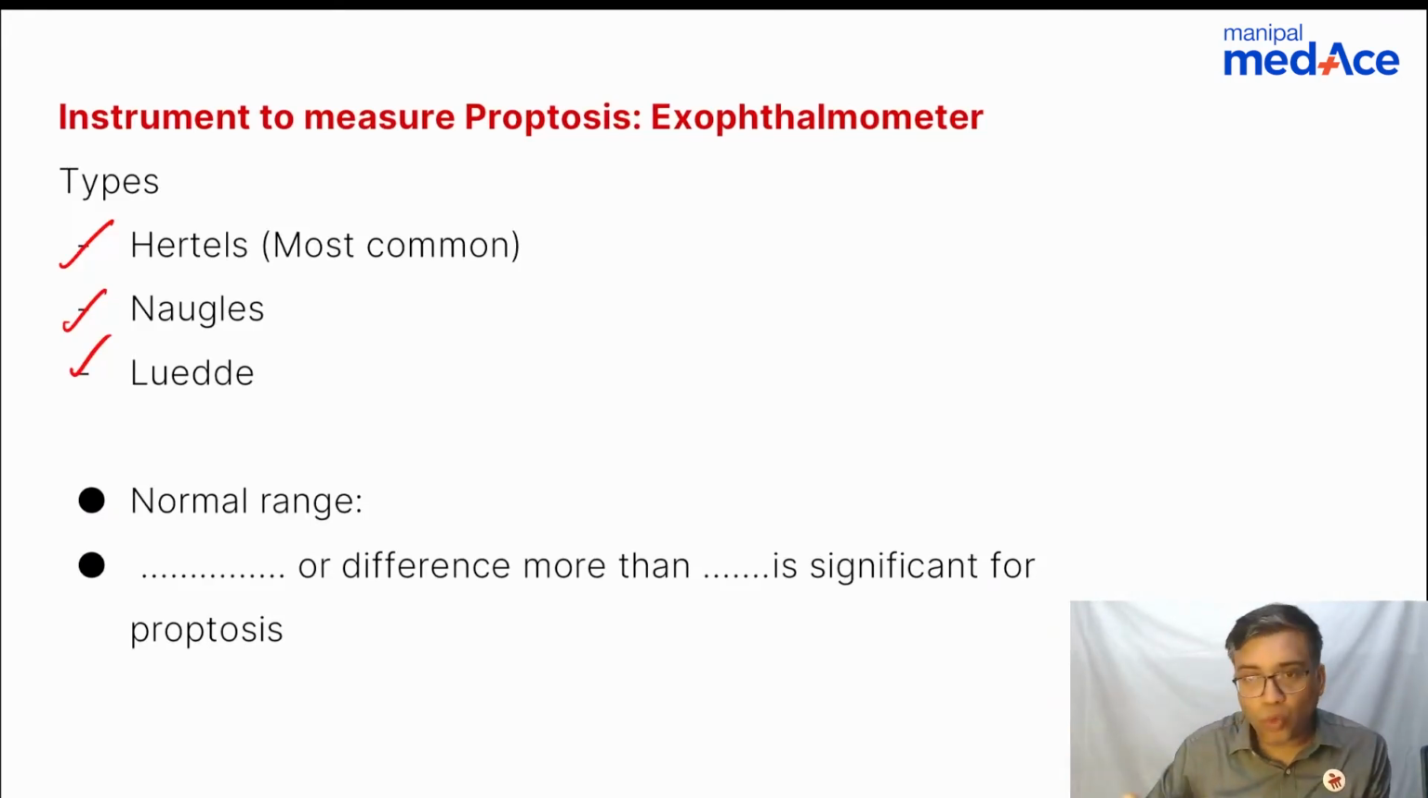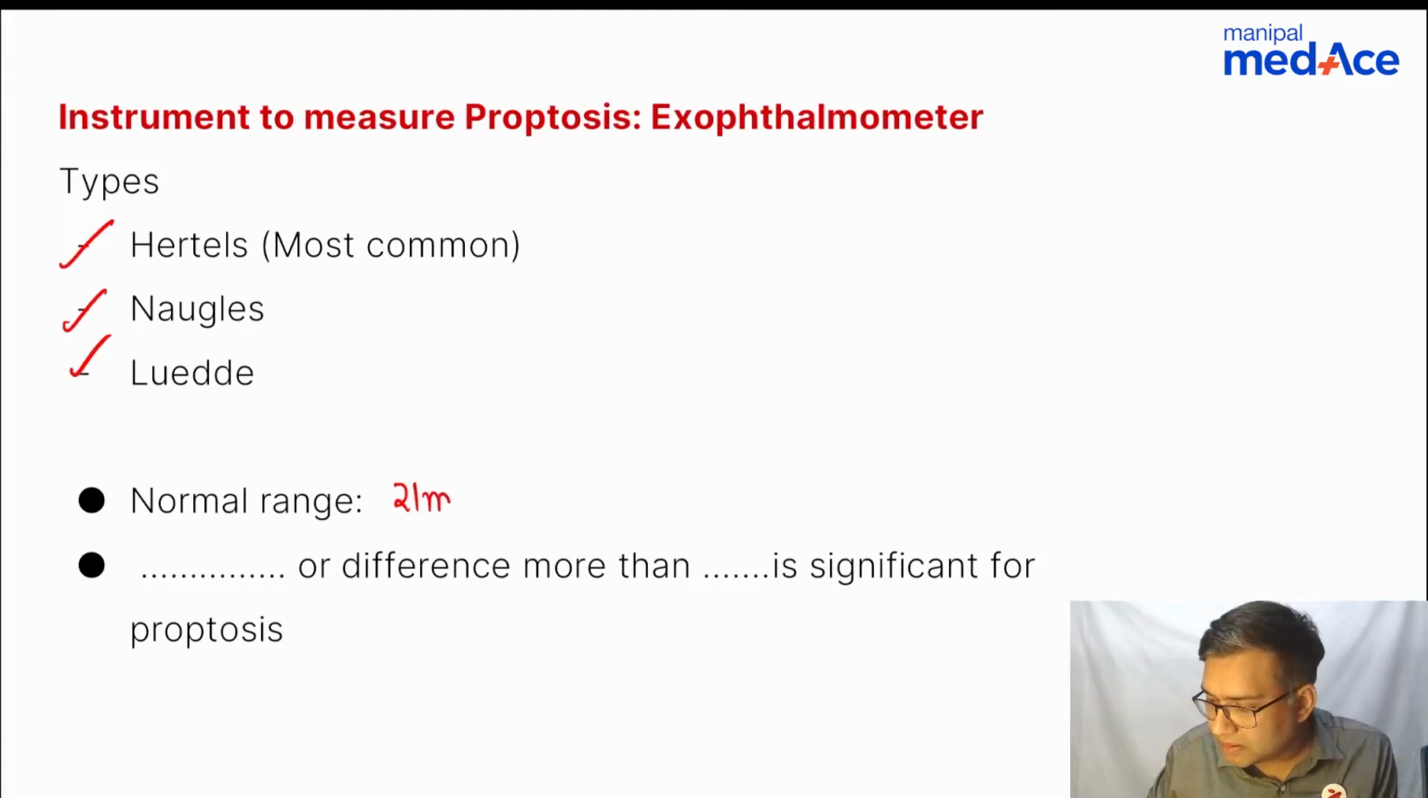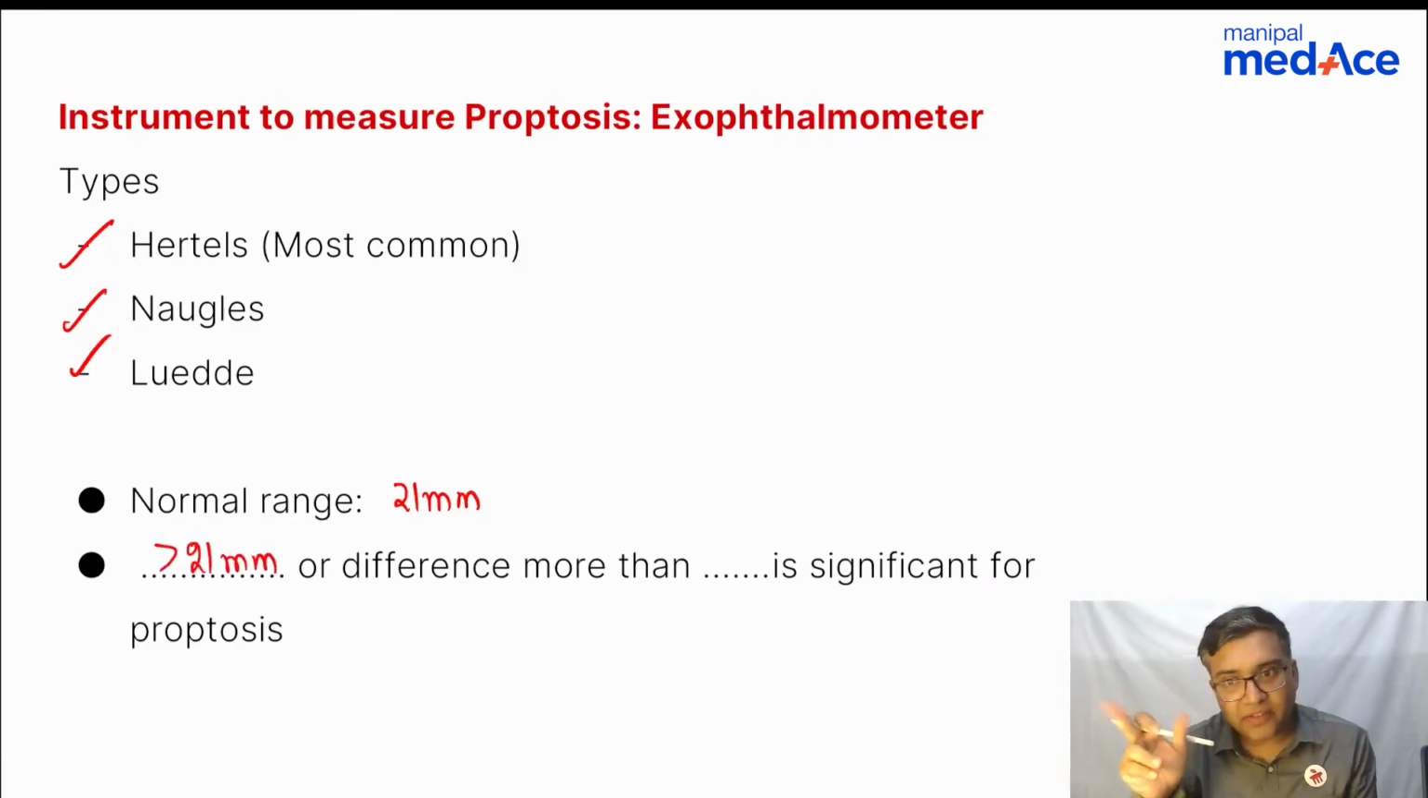Now, what is the normal range of Hertel's exophthalmometer? This was also a previous year question. The normal range is around 21 millimeter. If it is more than 21 millimeter, or if the difference between the two eyes is more than 2 millimeter, that signifies the patient might have proptosis.